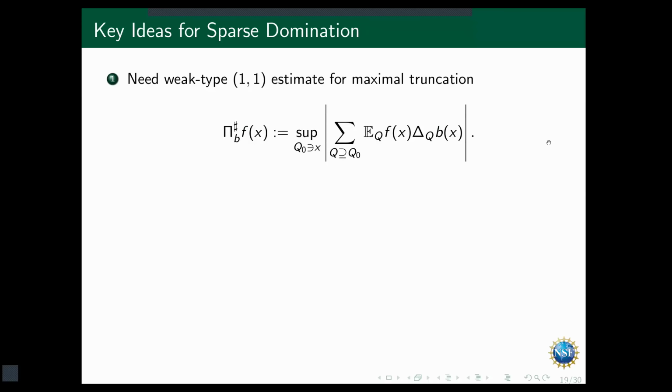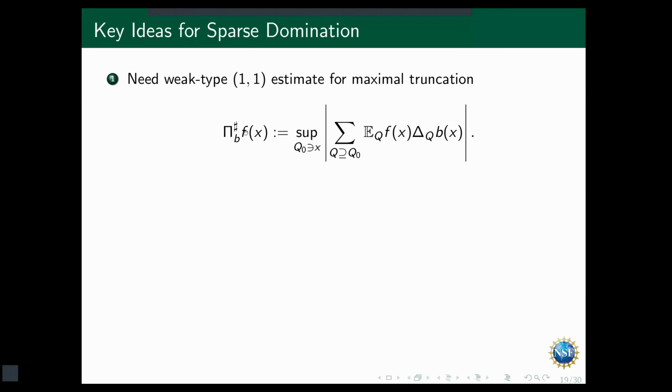So what are the ingredients that go into this? I don't have time to tell you about all of the details, but I can tell you about a few. So for the sparse domination, like many sparse domination proofs, you need some kind of weak type estimate to run the stopping time argument.